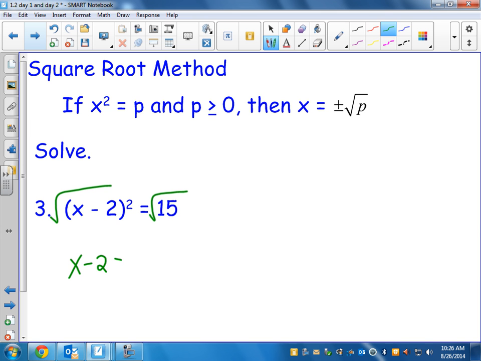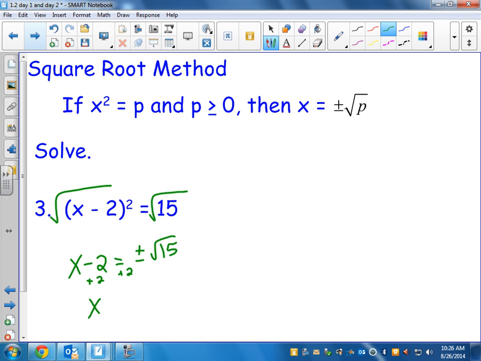Just x minus 2. And then when I take the square root of this, I have to say plus or minus. Square root of 15 cannot be simplified, so I'm going to leave it as a square root of 15. What if it said the square root of 18? I'd break that down to 9 times 2, and so then that'd be 3 radical 2, right? So simplify our radicals just like we've done so far. And then I just got to solve for x. So what would I do?